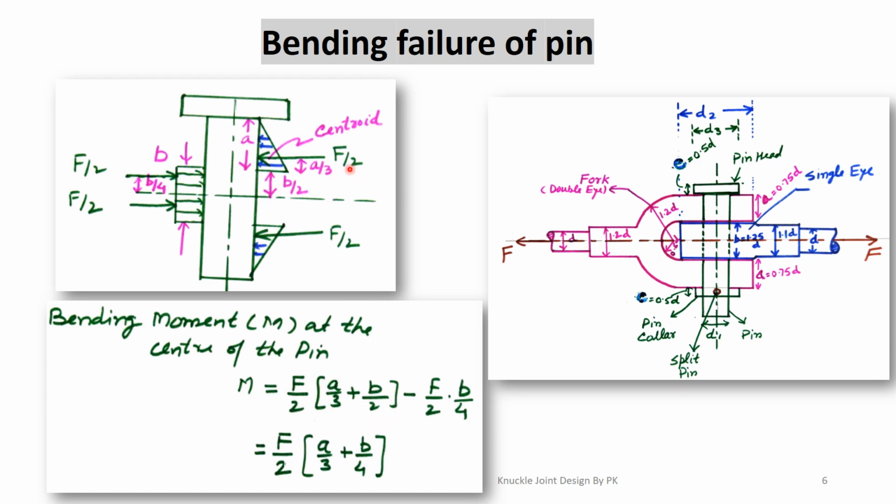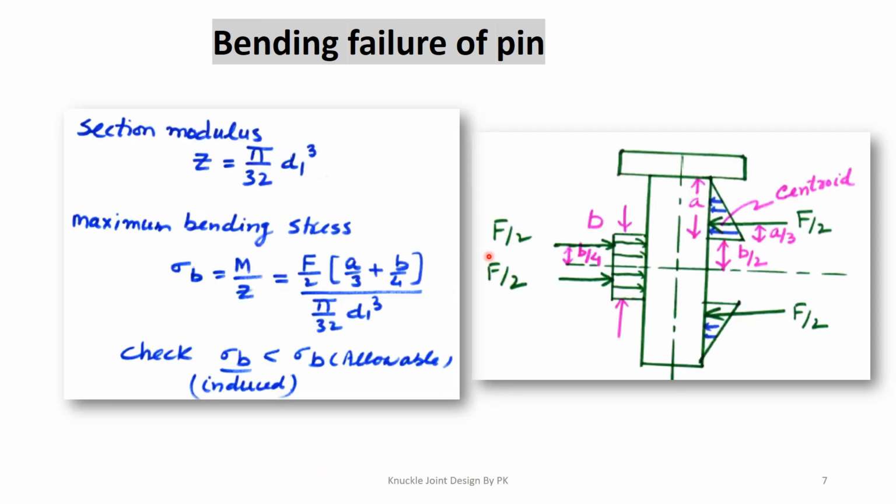If we take the moment of this force, it is in the anticlockwise direction, and we assume that this moment is positive. We take the moment of this Fy2 force, and the moment of this Fy2 force is in the clockwise direction. That's why we take it with negative sign. And the distance of this Fy2 force from the centroidal axis is B by 4. So if we solve these two expressions, we get the value of Fy2 in bracket A by 3 plus B by 4. And then we have to find out the value of section modulus.